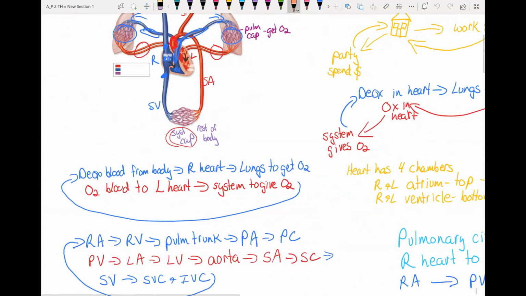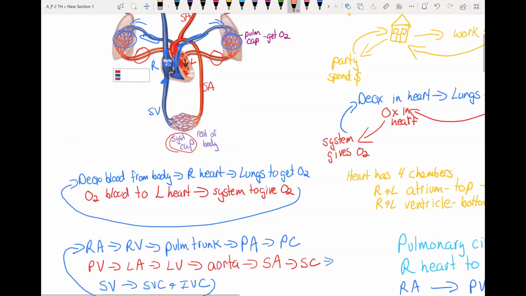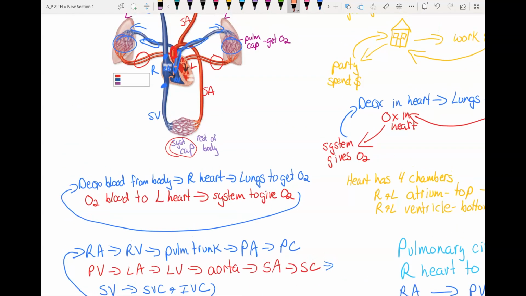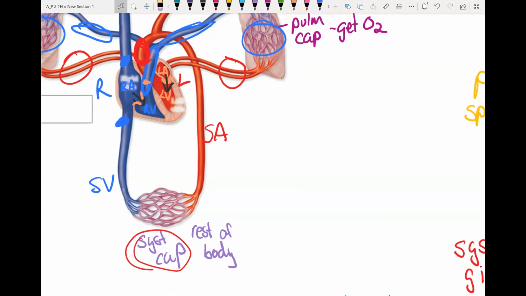The other set of valves is the semilunar valves. These are between the ventricle and the artery that it pumps into. So you have the pulmonary semilunar, would be right here, where the right ventricle pumps into the pulmonary trunk, and the aortic semilunar is right there, where the left ventricle pumps into the aorta.